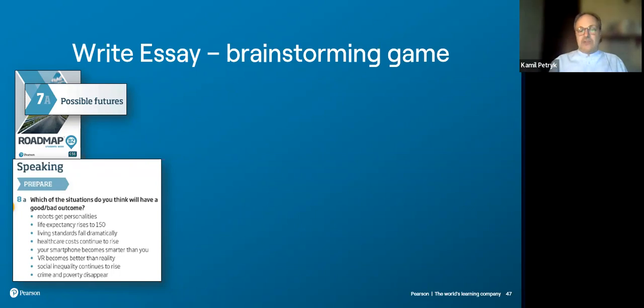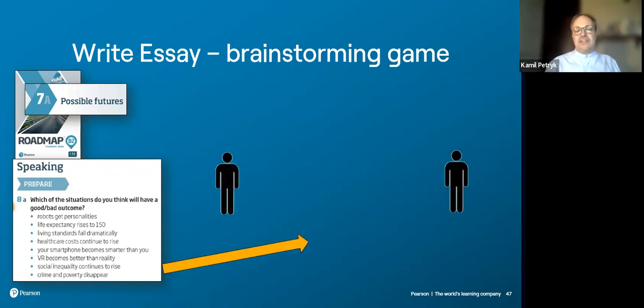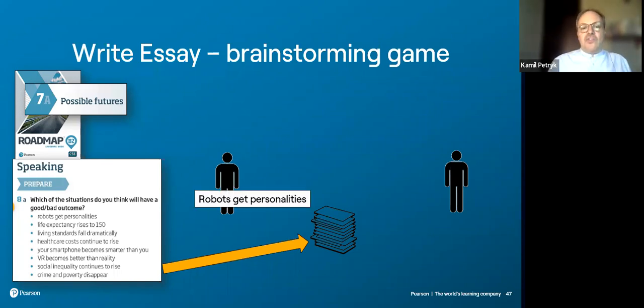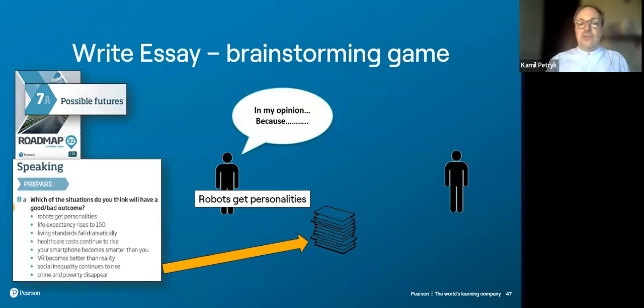These are possible futures. So you prepare a pile of cards for a group of 2 students, for a pair of students, made of ideas taken from the unit, and they take one by one the card with the topic. For example, the student on the left takes the card robots get personalities, and they have to produce 2 sentences. In my opinion, because. So they express their opinion and they give reasons for their opinion based on the idea drawn from the pile, like robots get personalities.